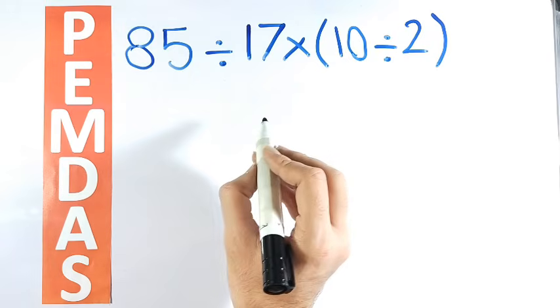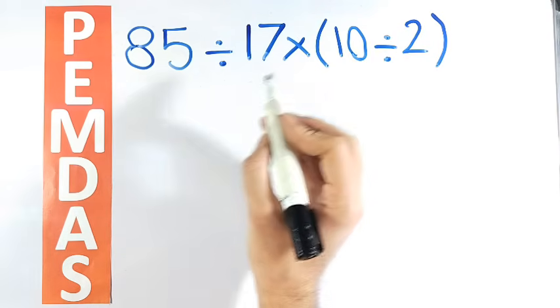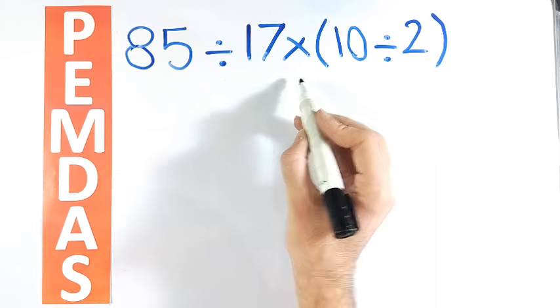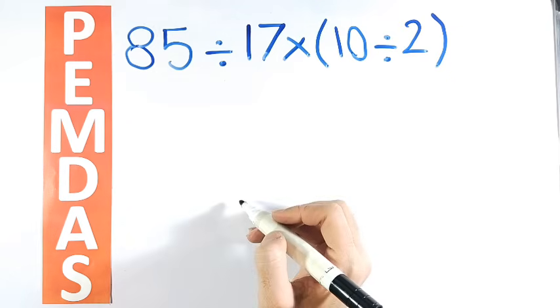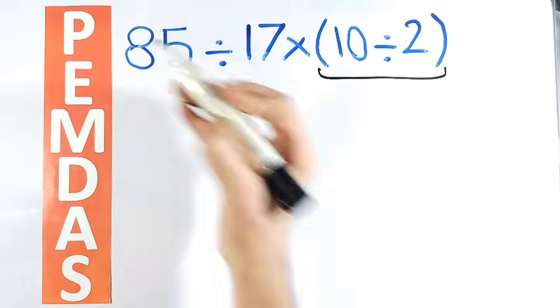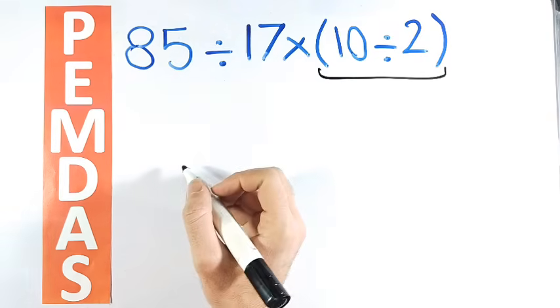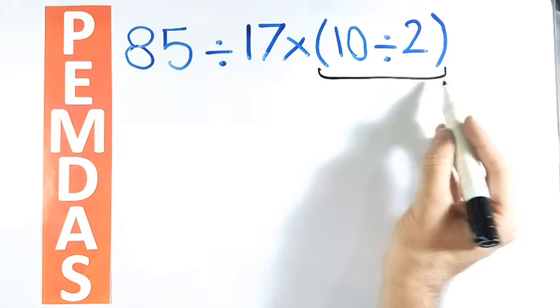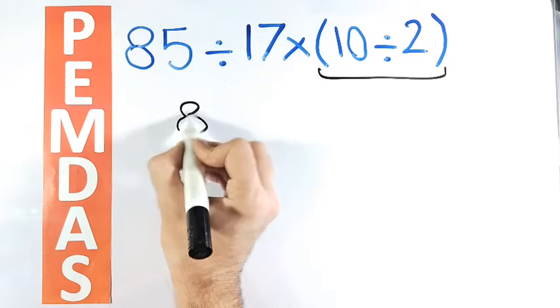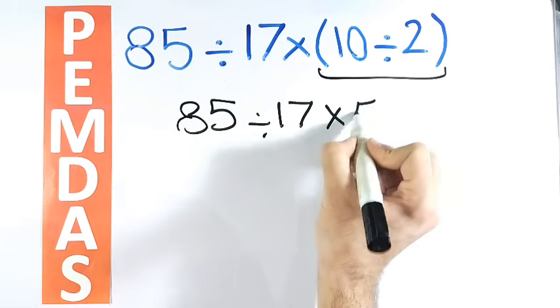As you can see on the screen, in this expression, first we have a division sign, then a multiplication sign, and finally parentheses. According to the PEMDAS rule, first we go for the parentheses, because parentheses have a higher priority than the other operations. So, instead of this expression, we can write 85 divided by 17, then times 5.